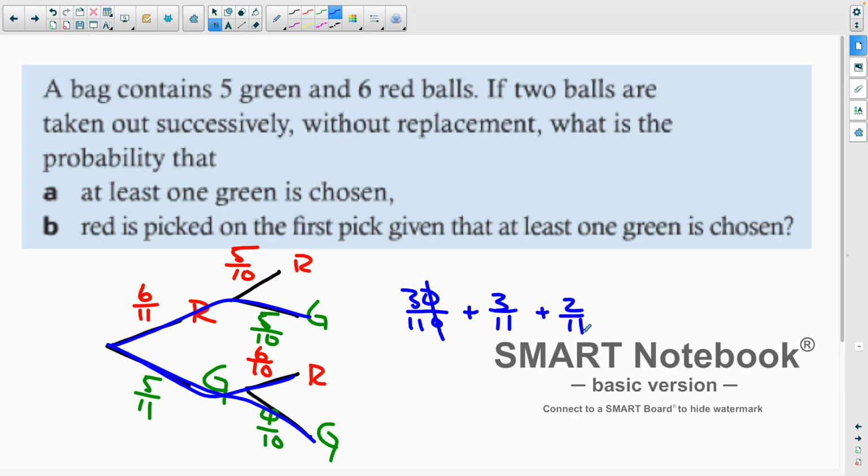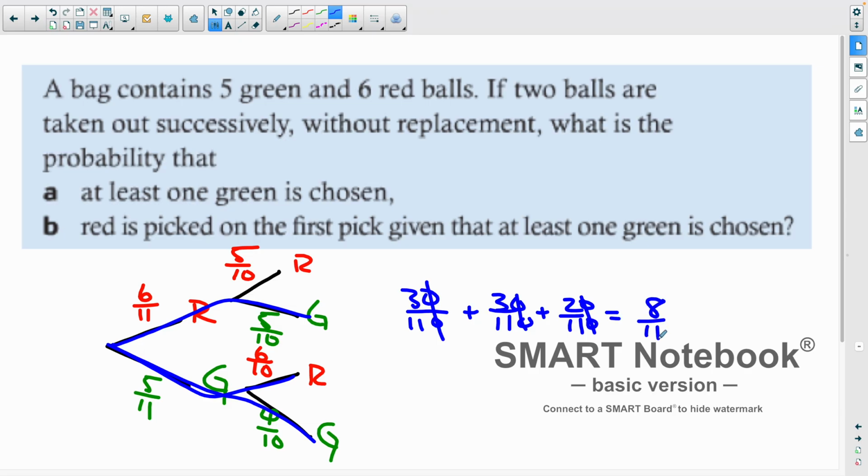I'm multiplying. Okay? But because they all have a 0 here, they all have a 0 there, then I can just make them all 11s. Okay? So I got 3 plus 3 is 6, plus 2 is 8. So I have 8 out of 11.